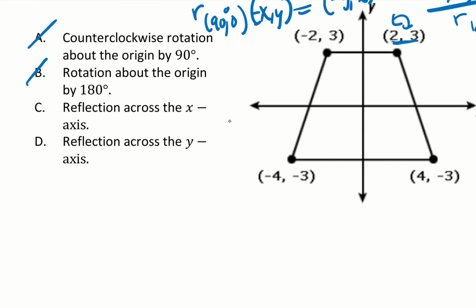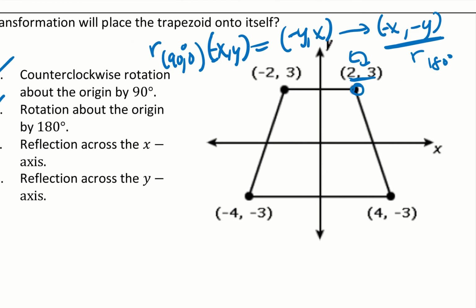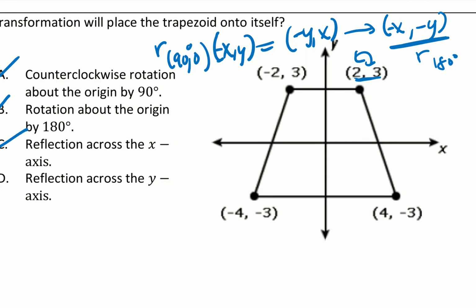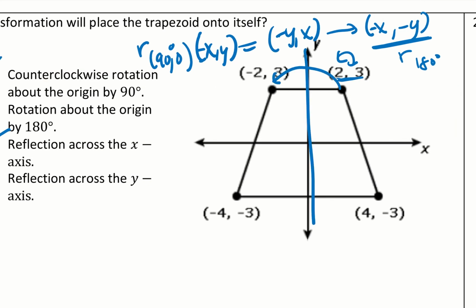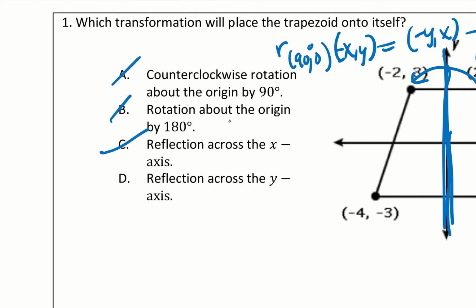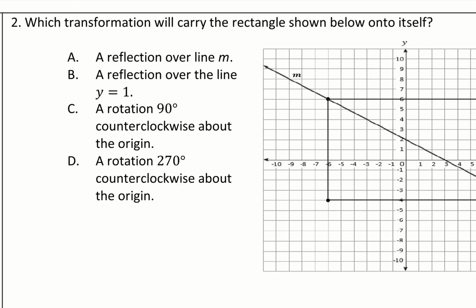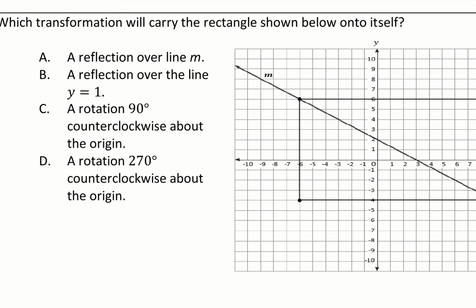Reflection across the x-axis. If I reflect this line across the x-axis, that's just going to fold it over here. It's not really going to do anything. It's actually going to be at (2, negative 3), where it's the same distance here as it is here, which is not that coordinate. And then finally, the last one would work. If I fold it along this, then I would get the same coordinates. It would be (negative 2, 3). You can see that this is a line of symmetry, and so if I fold it along there, it's going to meet up nicely.